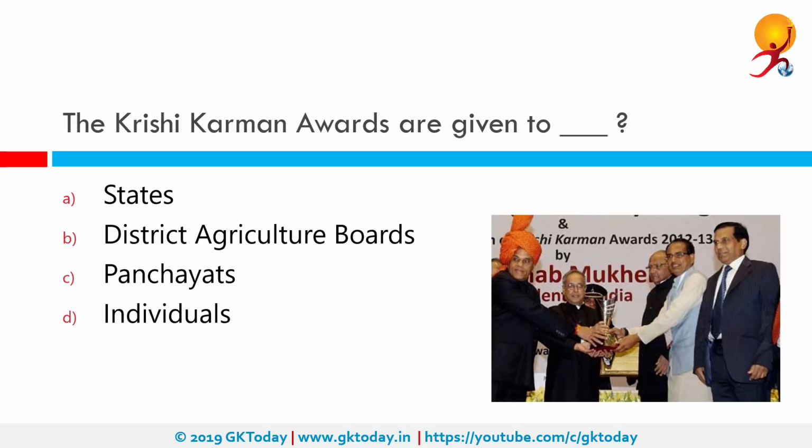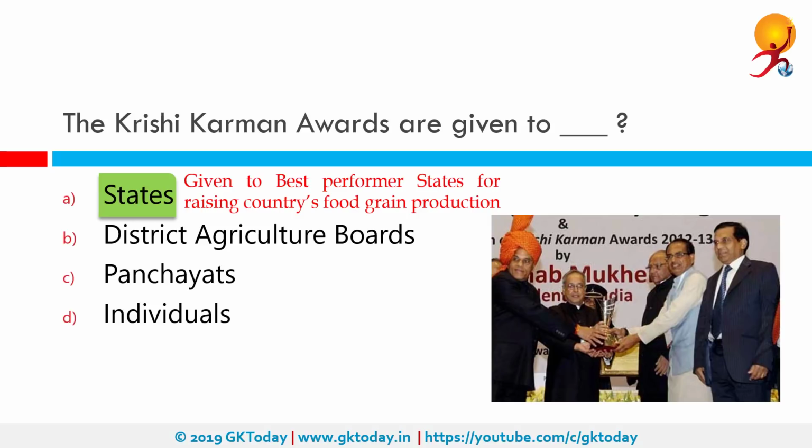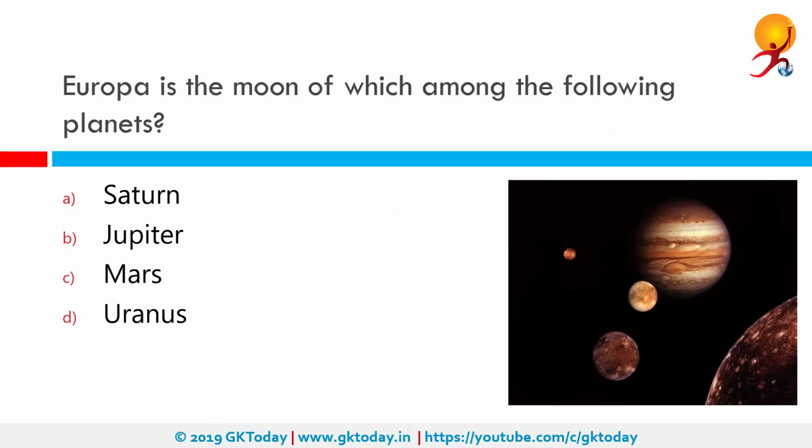The Krishi Karma awards are given to, the correct answer is states. Krishi Karma awards are given to best performer states for raising the country's food grain production. These awards were instituted in 2010-11 for recognizing the meritorious efforts of states in food grains production. It comprises 3 awards for total food grain production and 4 awards for production of crops that constitute the food grain, that is rice, wheat, coarse cereals and pulses.